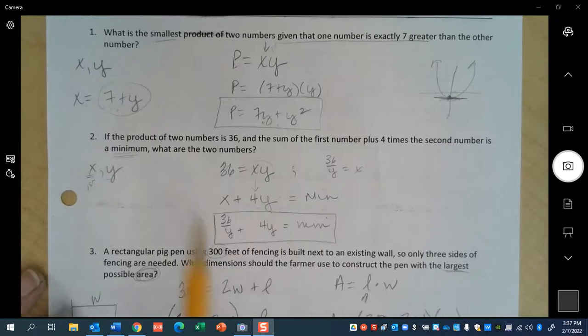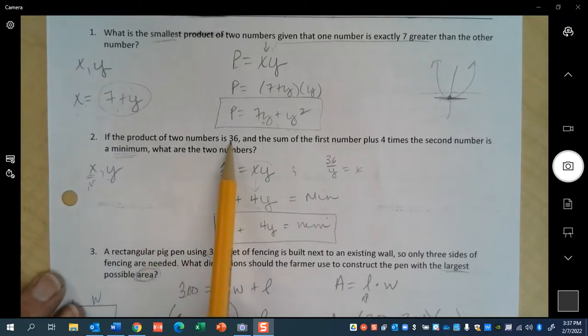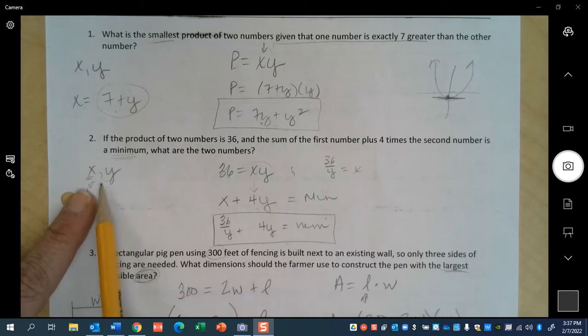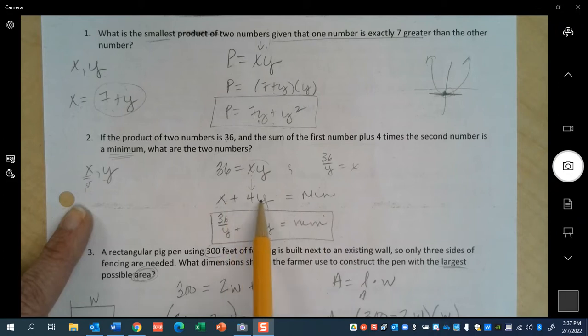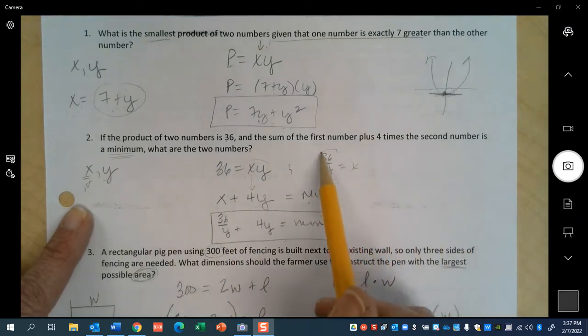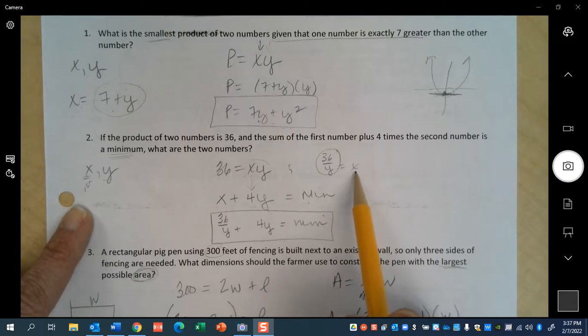Okay, next up. If the product of two numbers is 36, so x and y are our two numbers, x times y is equal to 36. And the sum of the first number, I declared this one first, plus 4 times the second number is a minimum. So here is where I'm looking at my second equation, x plus 4y is equal to a minimum. I took my product equation and I rewrote it so that I have this value for x in terms of y.